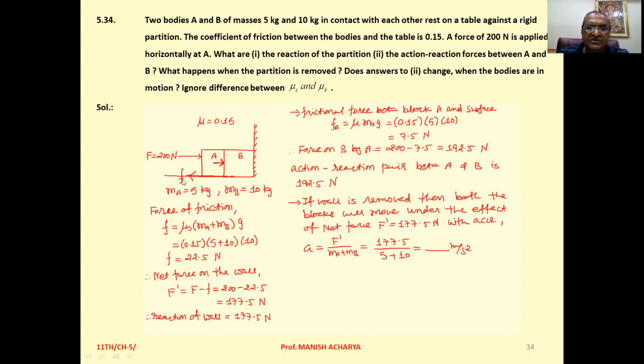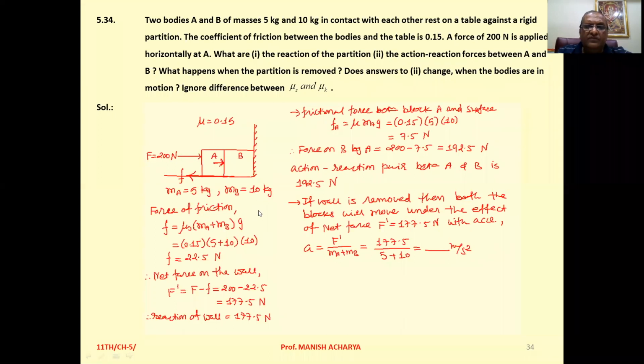Now see the situation. This is the floor. On it, two blocks or bodies A and B are placed. And now this one is the partition. Here the coefficient of friction given to you is 0.15. And now on these two bodies, from left hand side to right, 200 Newton force is applied as shown in the figure. Mass of body A is 5 kilogram, mass of body B is 10 kilogram.